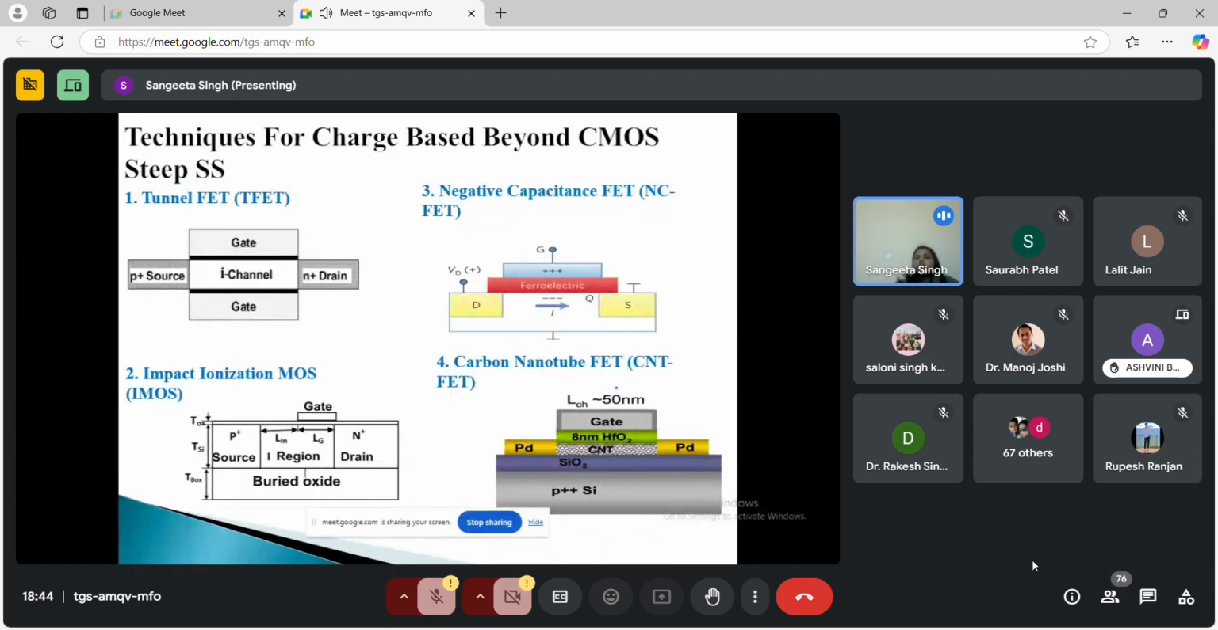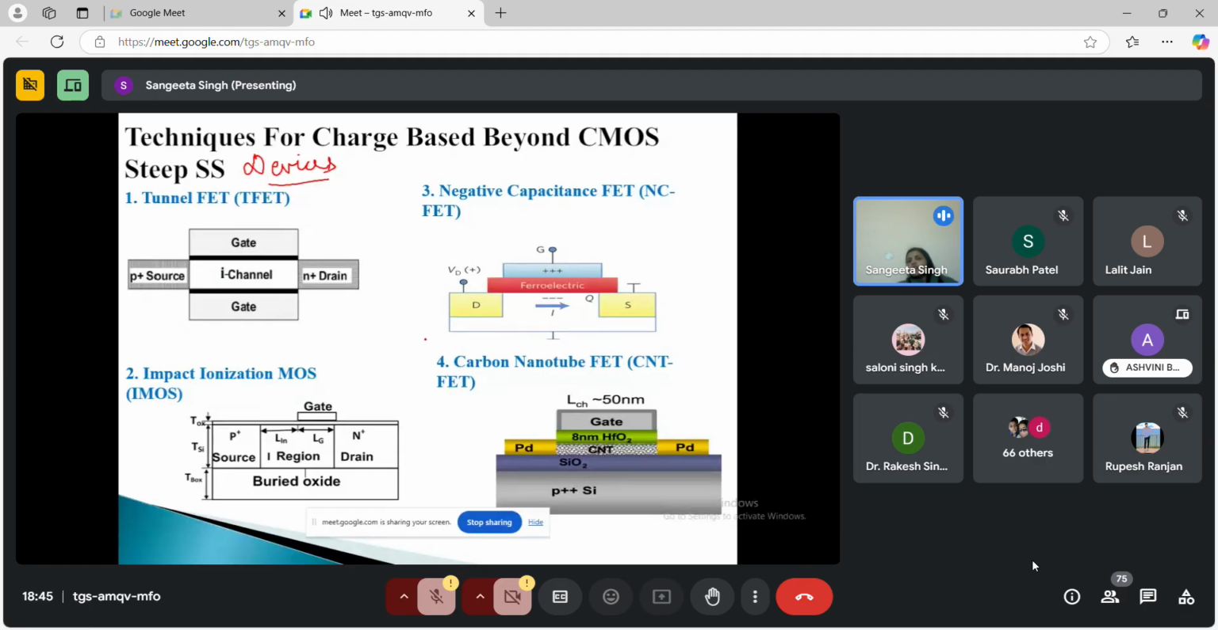There are four majorly available techniques with respect to the devices approach. There are four charge-based device approaches that are coined in literature for going beyond CMOS. Tunnel field effect transistor, first. Impact ionization MOSFET, IMOS, is the second. Negative capacitance FET or NC FET, or you can also call it ferro FET. This is the third approach. Then carbon nanotube FET, CNT FET. This is the fourth approach.